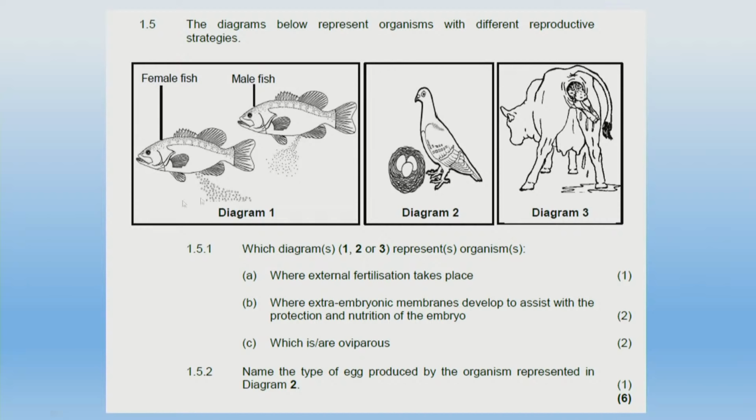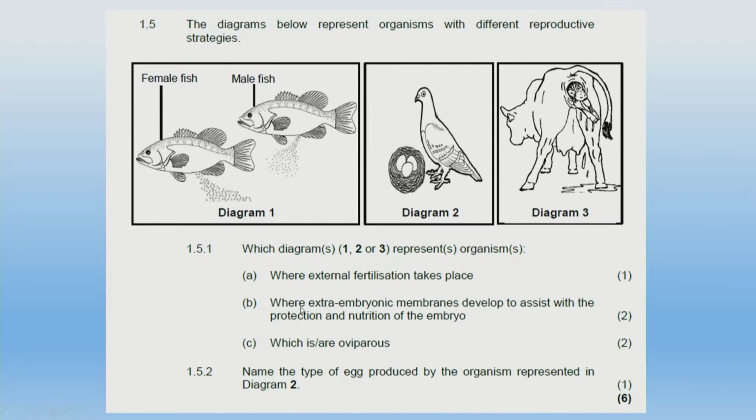If you go back to your diagrams 1, 2, 3, where external fertilization takes place, we will say that it is diagram number 1. Why? Look at the sperm cells and the egg cells. So it is clear from this diagram that fertilization will take place externally. So that is diagram number 1.